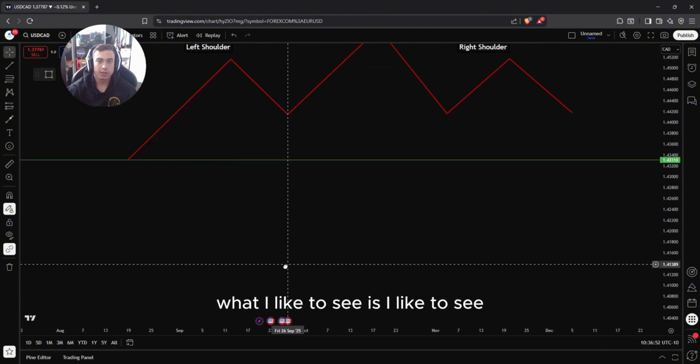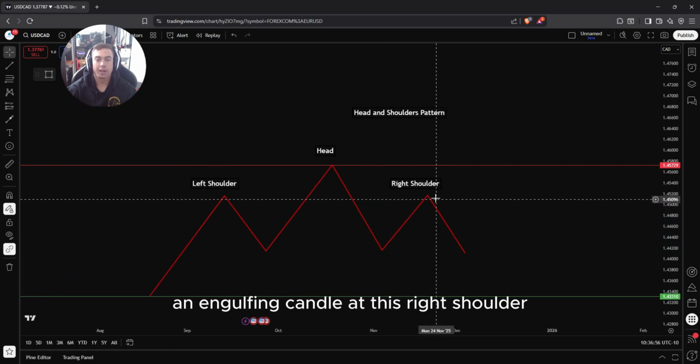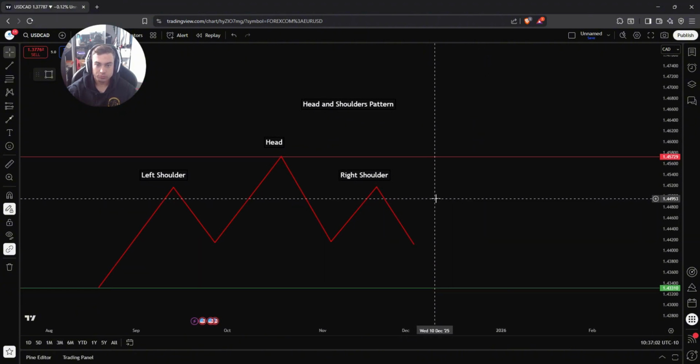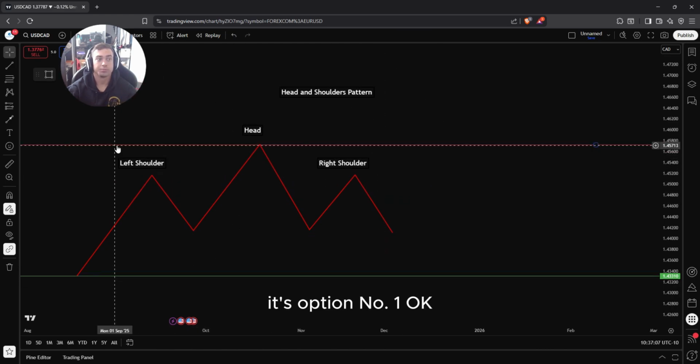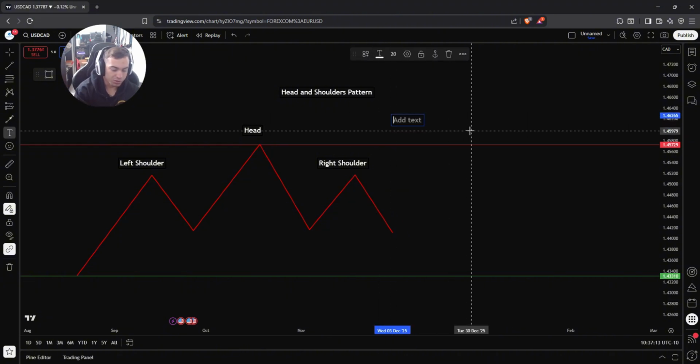All right. What I like to see is an engulfing candle at this right shoulder. And then I like to enter at the close of that engulfing candle, or on the break of the bottom wick of that engulfing. That's option number one. Option number two, let me actually type this out.